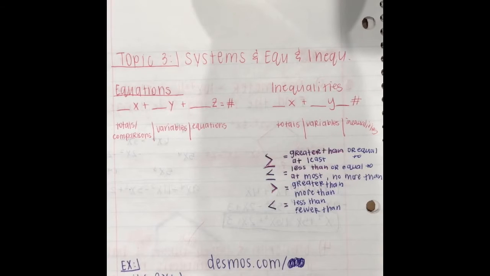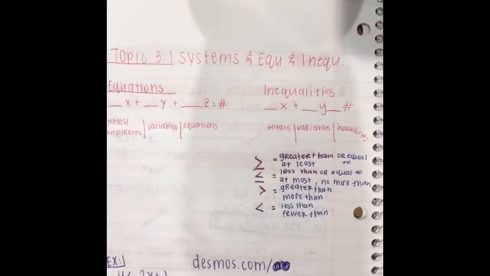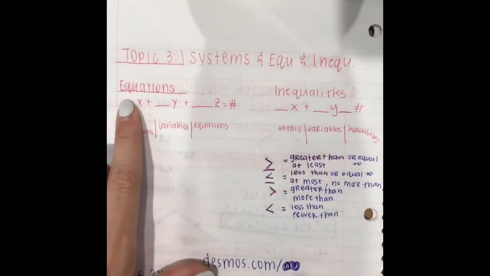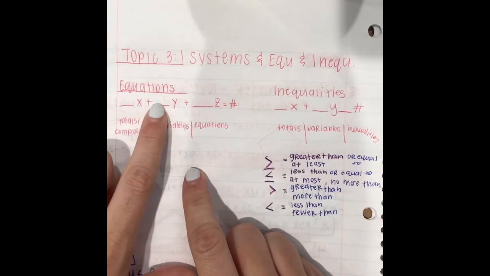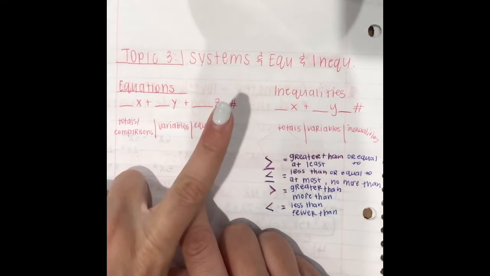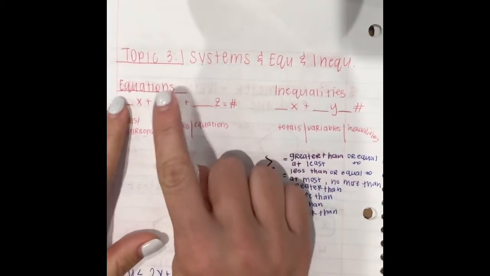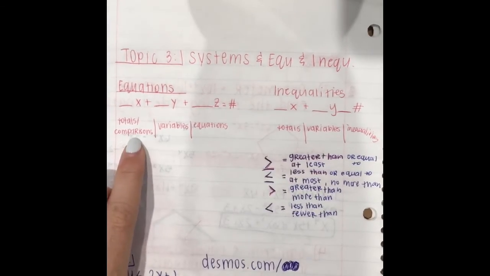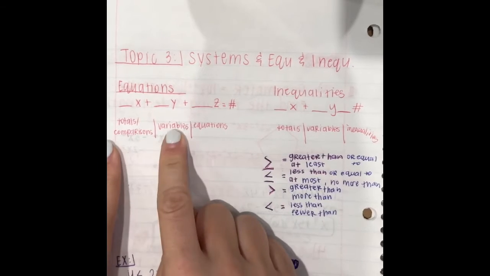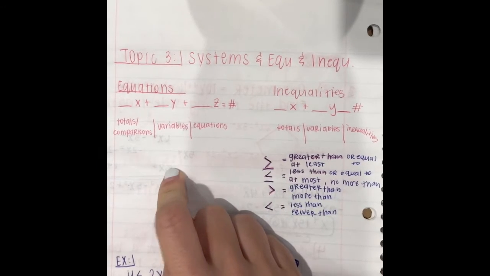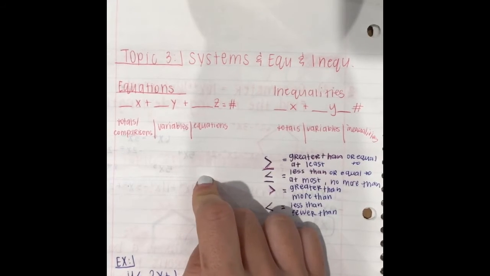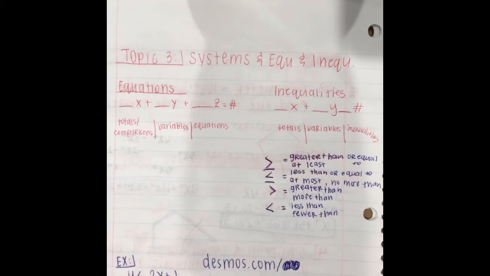Okay, this one will be short, much shorter than the last one. So systems of equations and inequalities. So with equations, you're gonna have three variables, right? Some number times x plus some number times y plus some number times z equals a number, right? One of these could be 0. You may not actually have that term. But you're looking for your totals and your comparisons. You're letting your variables equal whatever, and then you're writing out the actual equations, right?